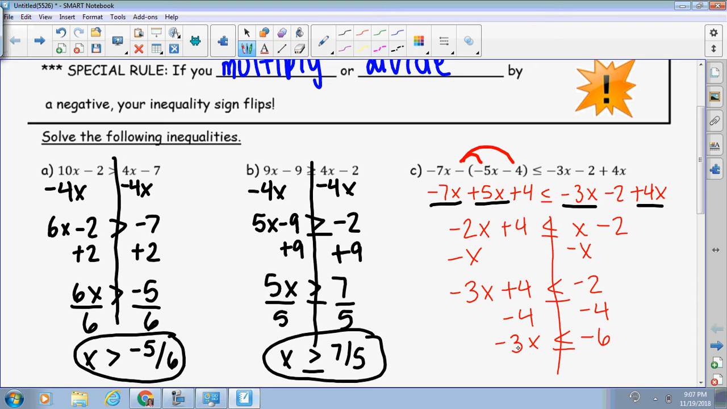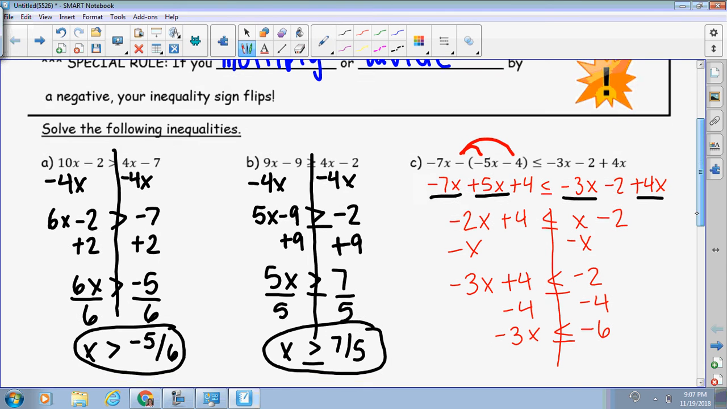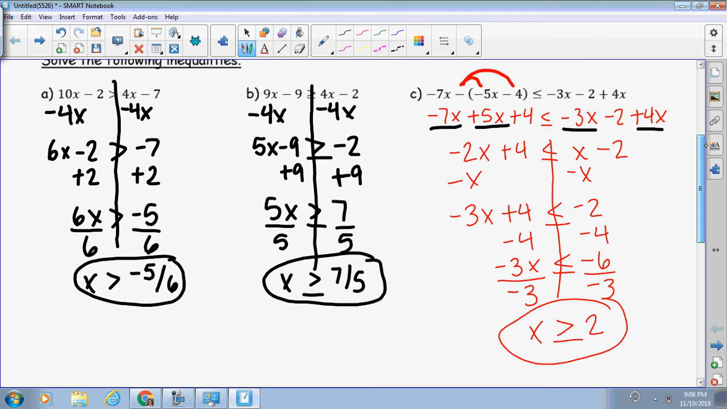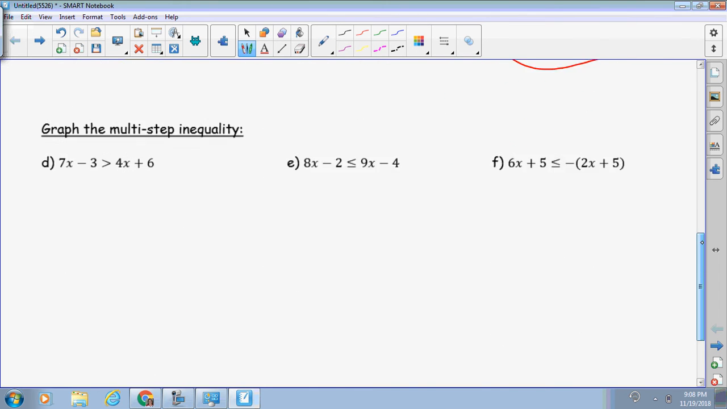Now notice that there's a negative attached to the x. That means I'm going to have to flip my sign when I divide. So I get x is greater than or equal to negative 6 divided by negative 3, which is positive 2. Whew, that was a long one. You upper level equation solvers, you should be able to do that one easily.